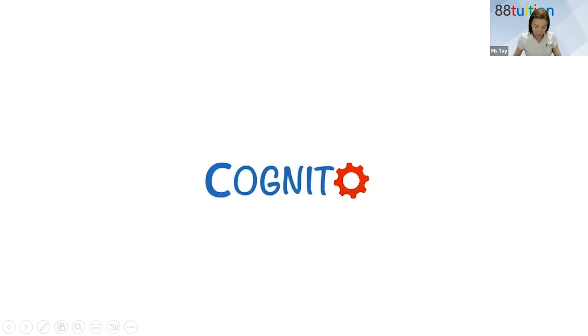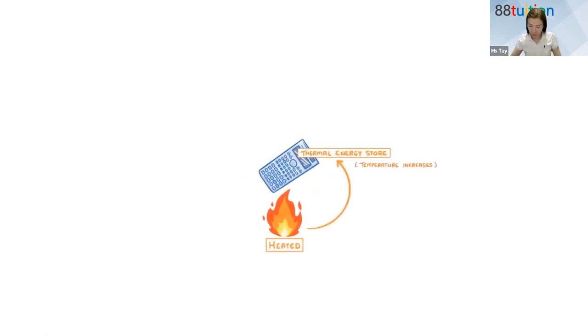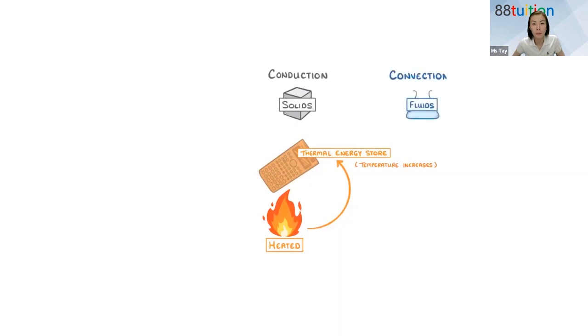Now, another video I want to show you before I continue is this one. Whenever an object is heated, energy is transferred to its thermal energy store, and its temperature increases. The process of heating, though, can take place in 3 different ways, depending on the medium involved. For solids, heat is transferred by conduction. In fluids, it's via convection. And to get through empty space, heat has to be transferred in the form of radiation.